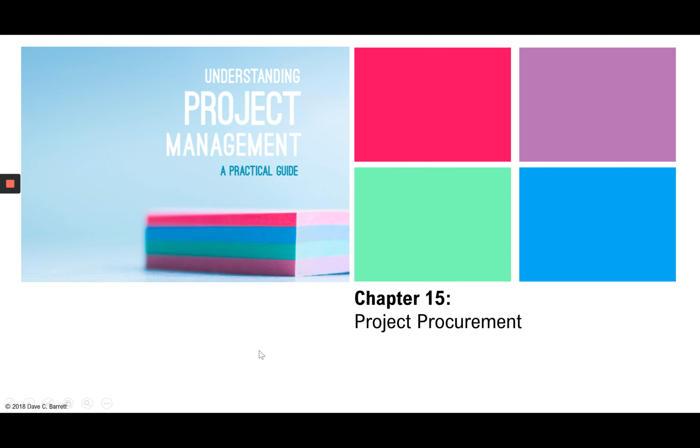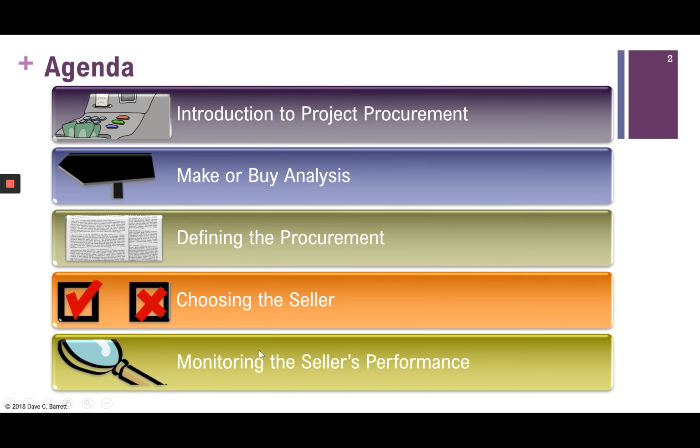So let's get started. For our agenda today, we're going to be, first of all, looking at an introduction to project procurement, sort of what this is and how it relates to project management. Then we're going to look through the major processes of project procurement: make or buy analysis, defining the procurement, choosing the seller, and monitoring the seller's performance. And this will give you a good general overview of project procurement.